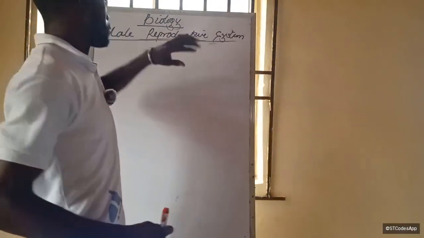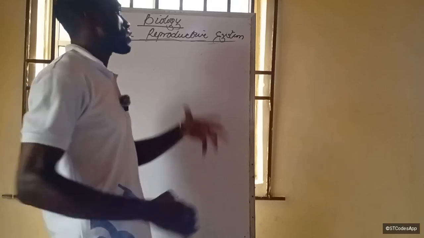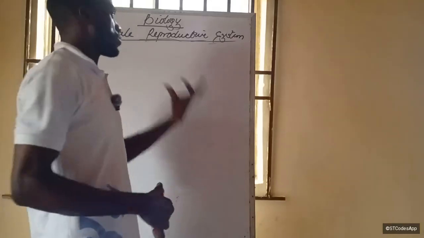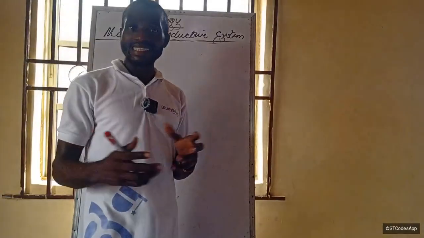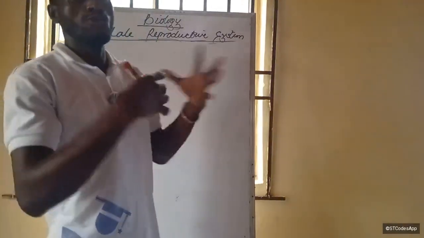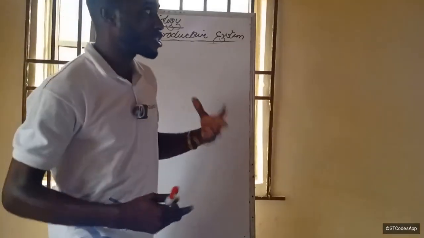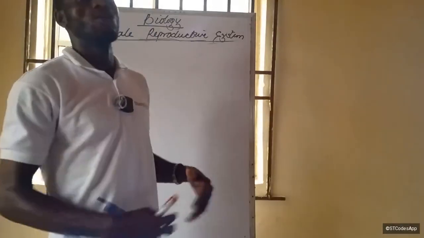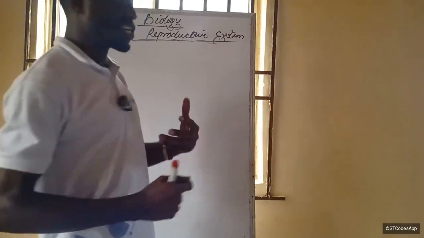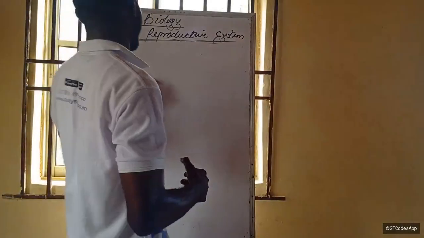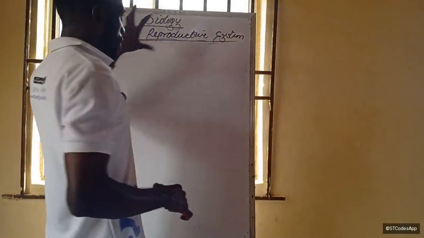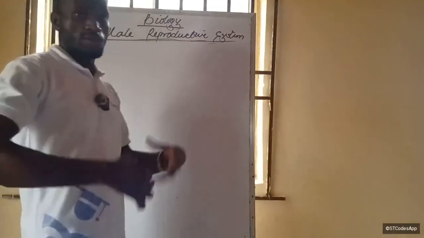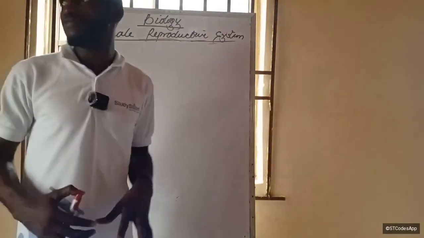Now in this video we are going to talk about the male reproductive system. Alright, so we already know what the reproductive system is. It's basically a system of organs that work together to ensure continuity of life, to produce another organism known as an offspring. So we're going to be looking at the male reproductive system, a particular system that ensures continuity of life but that is associated with the male.